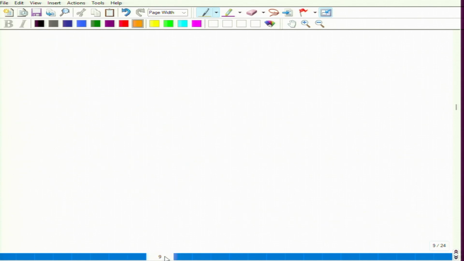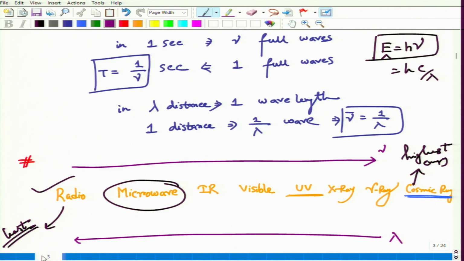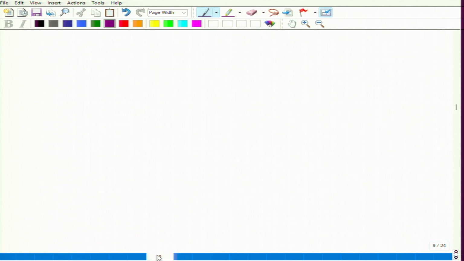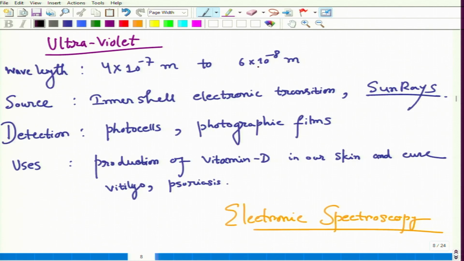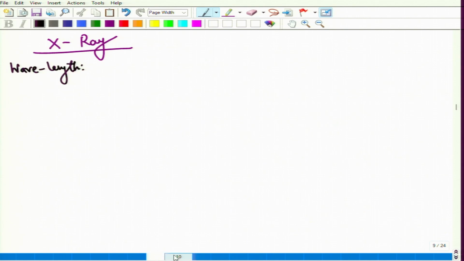Okay, next after UV it is X-ray. First is the wavelength. It should be lower than the UV, so roughly for X-ray, it is 6 into 10 to the power minus 8 meter to 10 to the power minus 11 meter. So this is the wavelength.